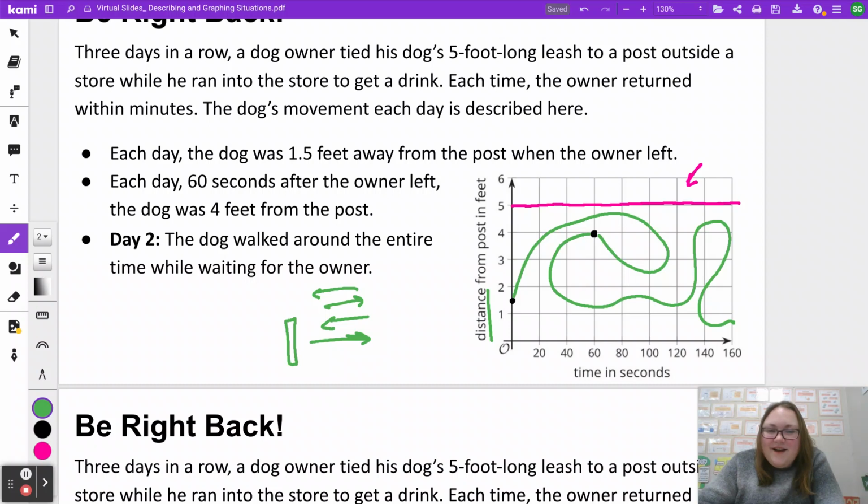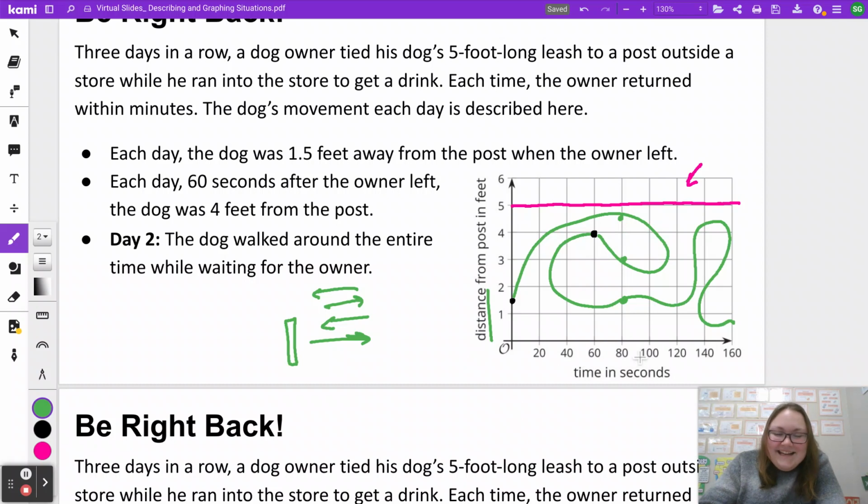Maybe you already have some thoughts, but to help you, I have a question. According to this graph, where is the dog after 80 seconds? Well, according to this graph, the dog after 80 seconds is at maybe 1.5 feet from the post, but the dog is also 3 feet from the post, but the dog is also 4.7 feet from the post.